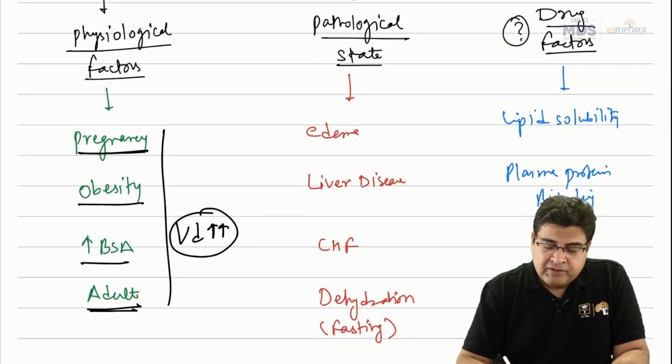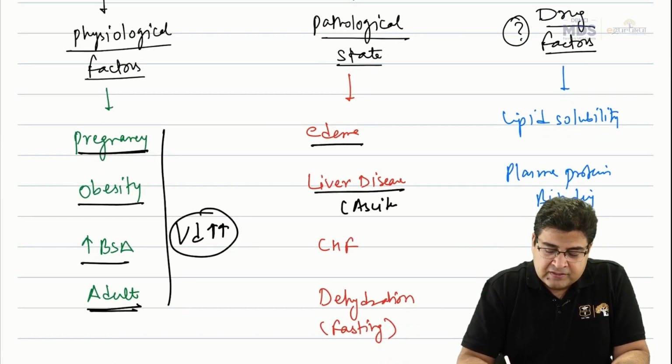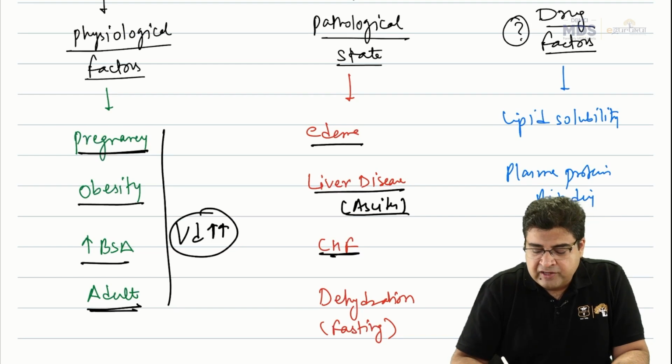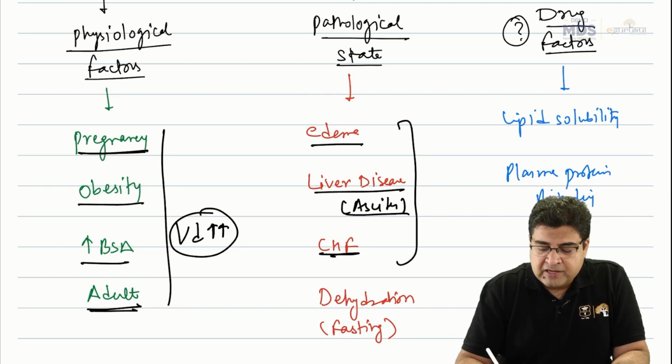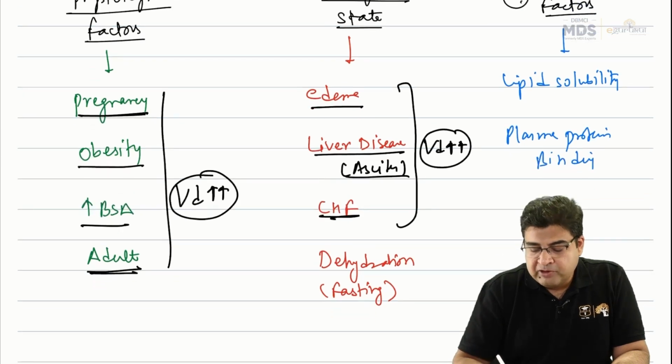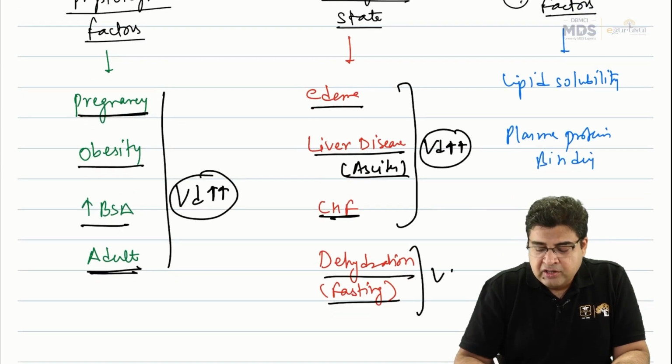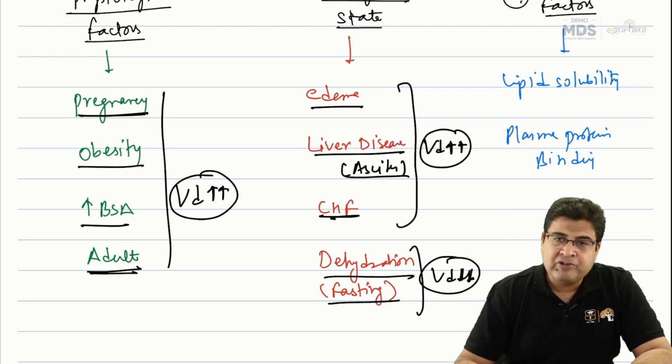In the pathological state, when the patient has edema, liver disease, ascites, or congestive heart failure, the plasma volume is more, so the patient's volume of distribution is more. But in patients with dehydration or fasting, the patient is taking less water, so the patient will have less volume, so volume of distribution is low.